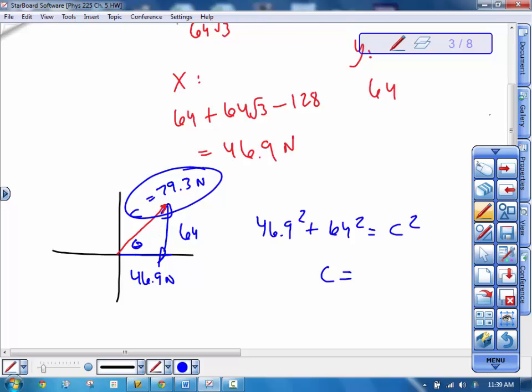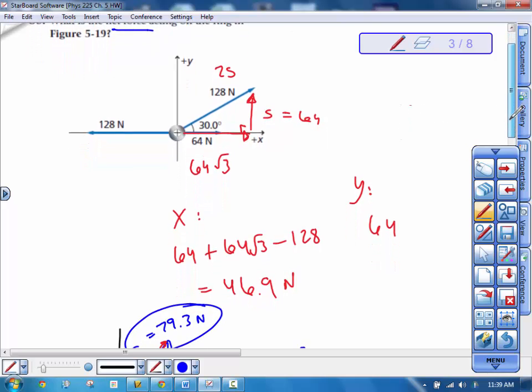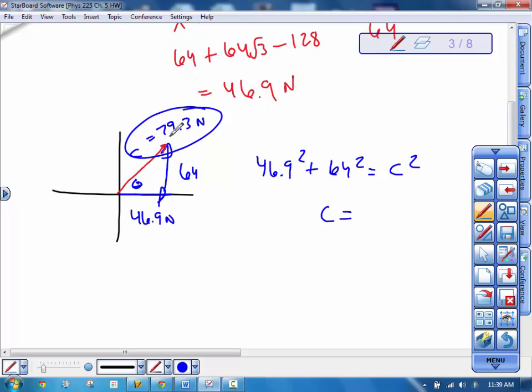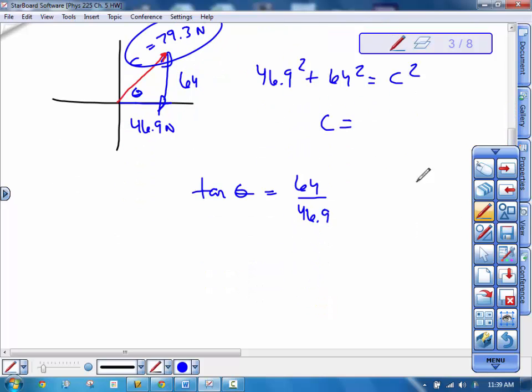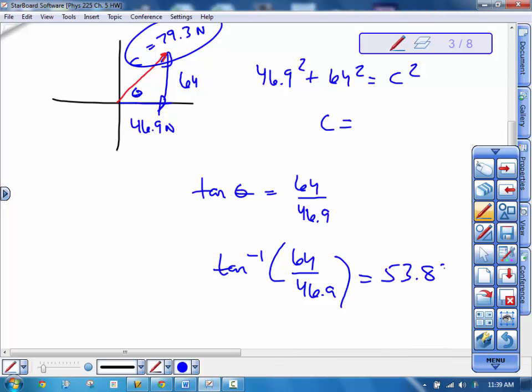We can also figure out the angle because the problem asks for the net force. Net force is a vector, so that gives us both a magnitude, which is 73.9, and an angle. To find the angle, we're going to do tangent of theta equals opposite over adjacent, and we can do inverse tangent of 64 over 46.9, which gives us about 53.8 degrees. So we would say our final answer is 73.9 newtons at 53.8 degrees, and that would be north of east.